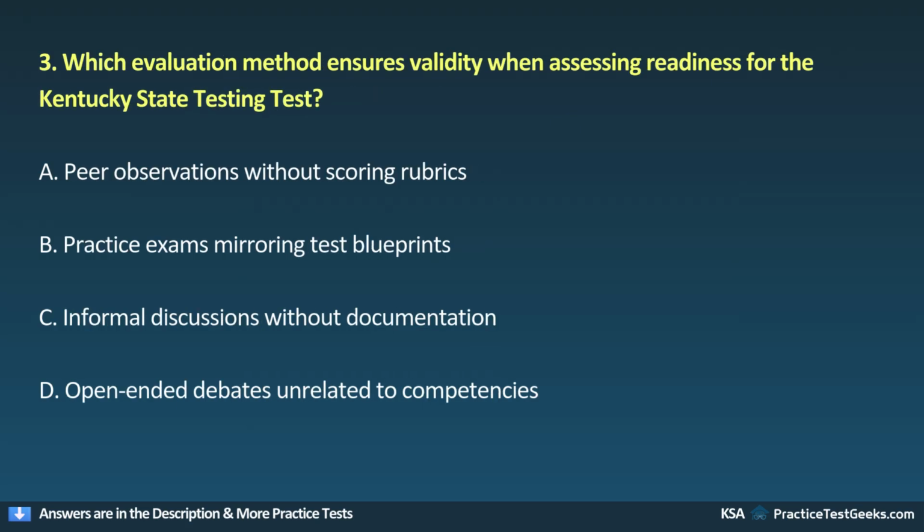3. Which evaluation method ensures validity when assessing readiness for the Kentucky State testing test? A. Peer observations without scoring rubrics. B. Practice exams mirroring test blueprints. C. Informal discussions without documentation. D. Open-ended debates unrelated to competencies.